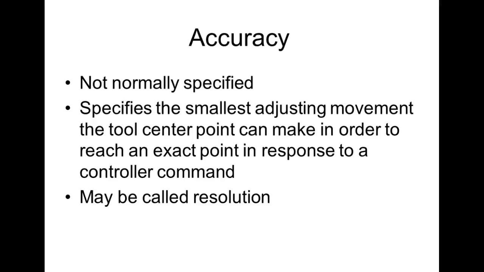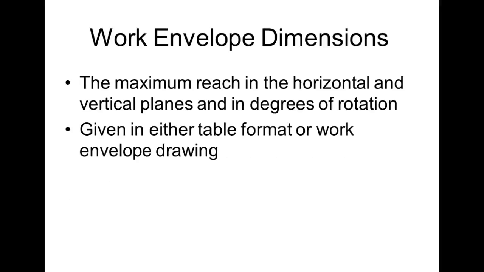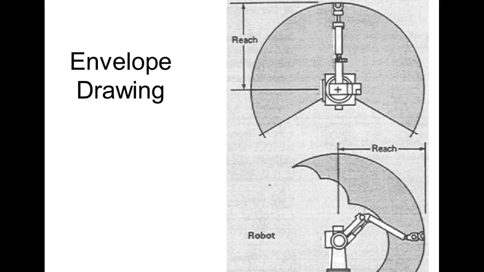Accuracy, maybe called resolution. These are not normally specified. I don't think, from the research work that you did, that accuracy was specified on any that we have. And maximum reach, horizontal and vertical. This is usually the way they give the envelope.